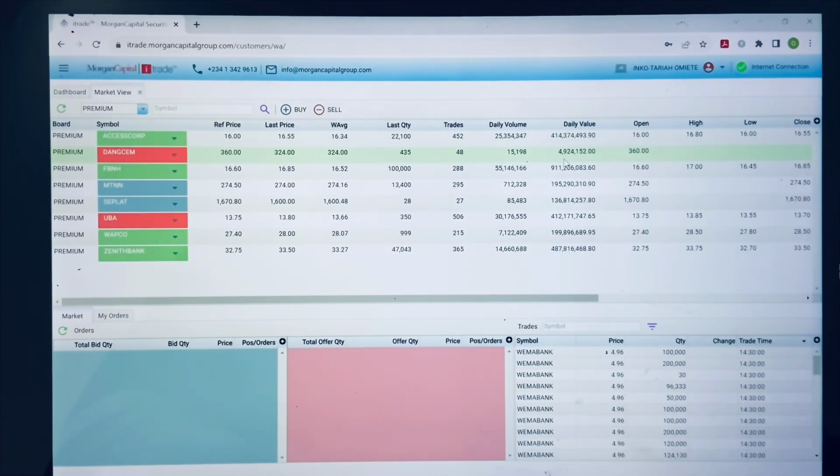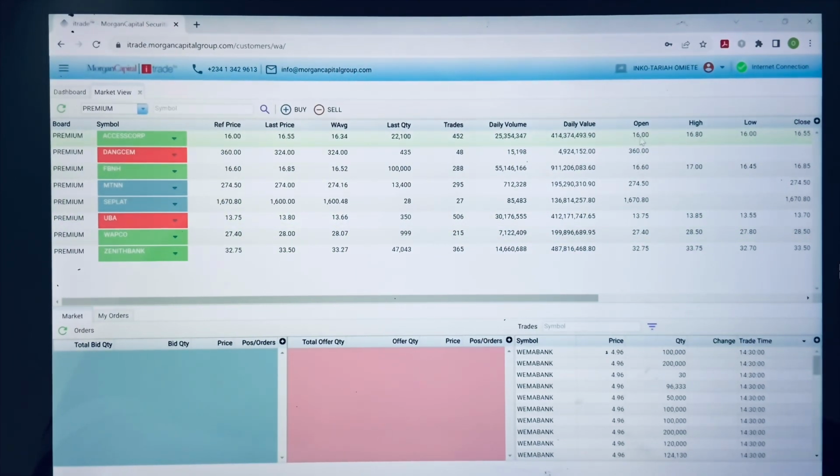The next in line is Dangote Cement, just very few sold for today, 4.9 million naira. First Bank, 55 million shares sold, 911 million naira, almost 1 billion naira sold. And then you have MTN, 195 million, Seplat, 136 million, UBA, 412 million naira, 199 million for WAPCO, and then Zenith, 487 million naira. So this explains all of these things you are seeing here.